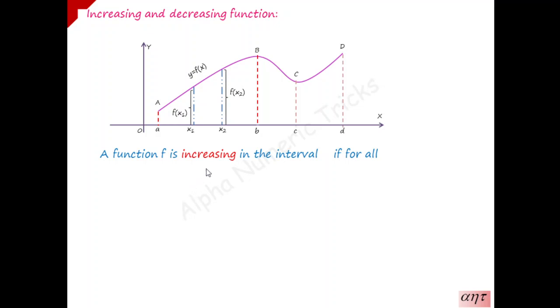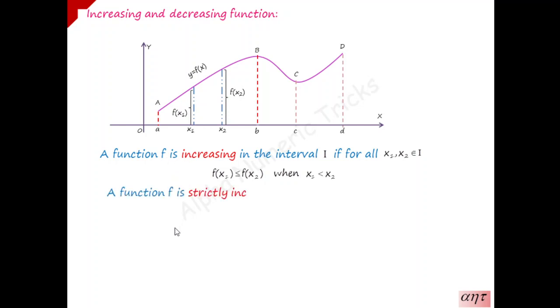A function f is increasing in the interval I if for all x1, x2 belonging to that interval I, f of x1 is less than or equal to f of x2 when x1 is less than x2. When x1 is less than x2, if f of x1 is also less than or equal to f of x2, then we say that the function f is increasing.